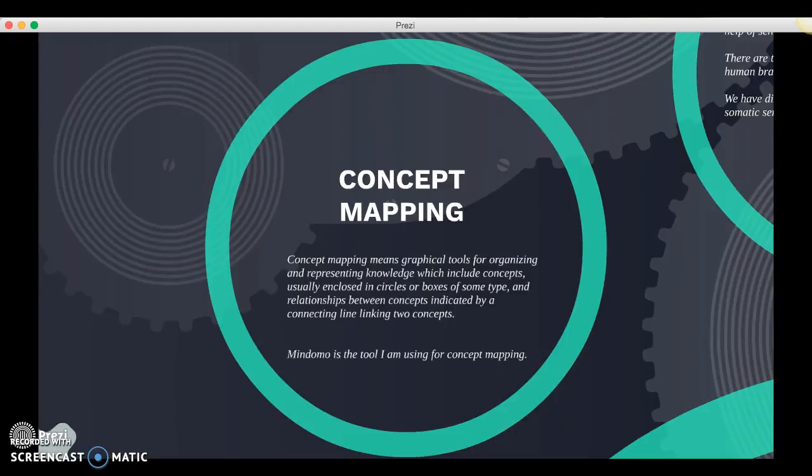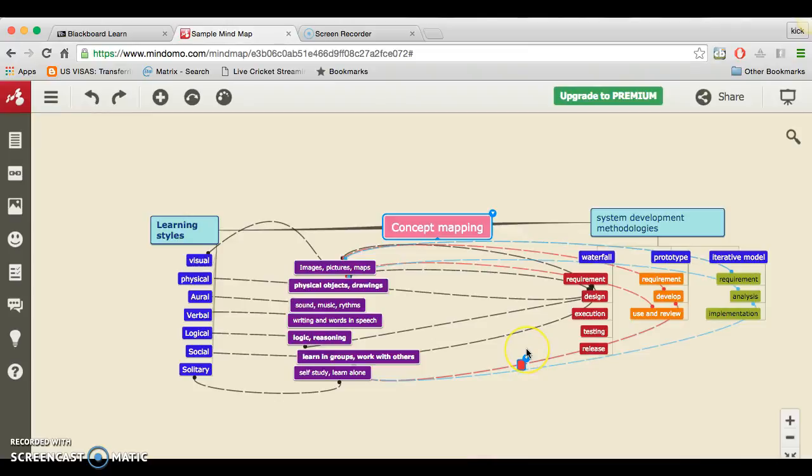So here is the concept mapping. Concept mapping means graphical tools for organizing and representing knowledge, which includes concepts usually enclosed in circles or boxes of some type, and relationships between concepts indicated by a connecting line linking two concepts. For this concept mapping, I'm using the tool Mindomo. So here comes the concept. This is my concept mapping.